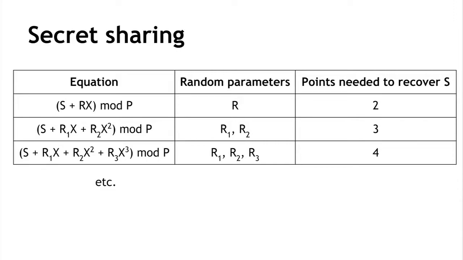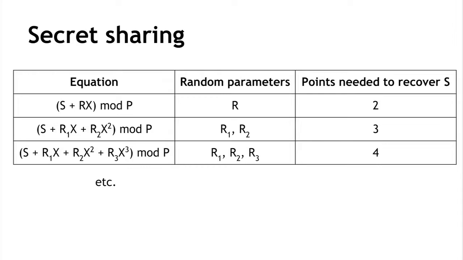So if we use the equation s plus rx mod p with the random parameter r, that's the slope that we saw in the previous slide, then you need 2 points to recover s because you need 2 points to interpolate a line. If, on the other hand, you use a quadratic, that is s plus some random value r1 times x plus some other random value r2 times x squared, then there are 2 random parameters r1 and r2, and with any 3 points you can uniquely interpolate a quadratic and get back s. And we can just go up the ladder here.